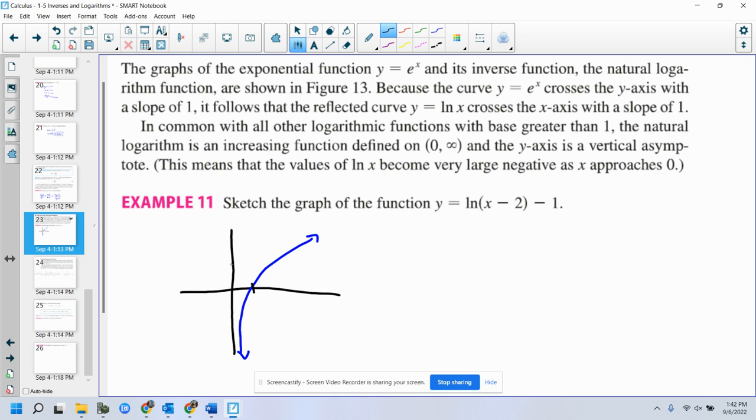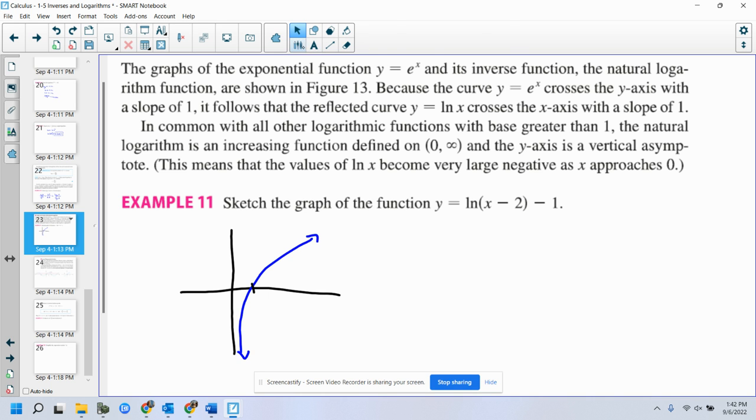And why did we know that? Because e to the x goes through (0, 1). We also know why e is so important: because the slope of the line as it passes through is 1. So in this case, it's still going to be 1. I don't know if I drew that exactly correctly, but that's why e to the x was so important. That's why log base e of x is so important.